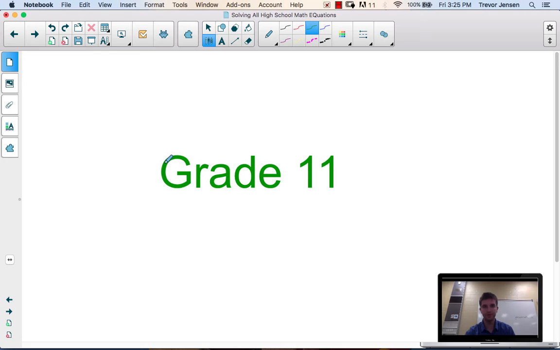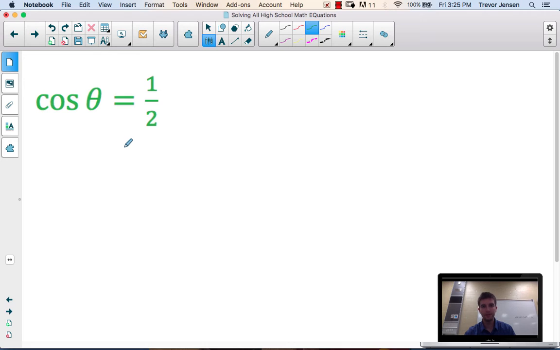Alright, now let's move on to grade 11 functions. In grade 11, you didn't learn a ton of new equations to solve, but a couple things should have come up. In grade 9, when you solved linear equations, you only got one possible answer. In grade 10, when you solved quadratics, it was possible for you to get two answers for the variable.